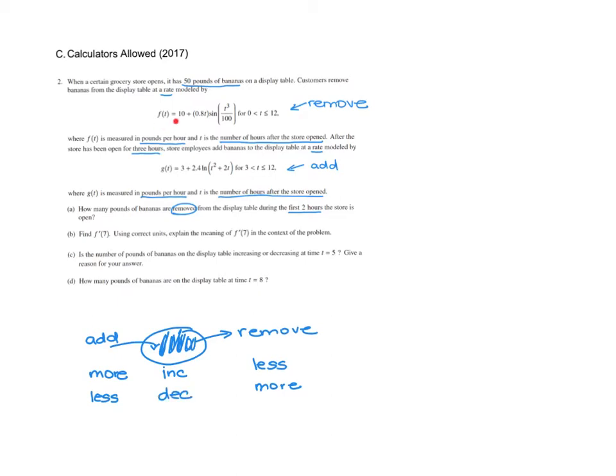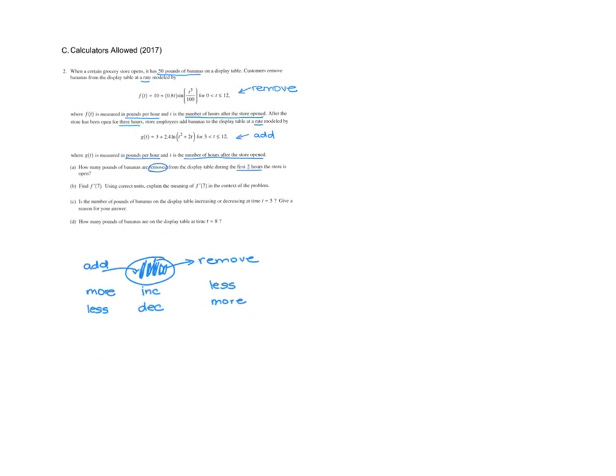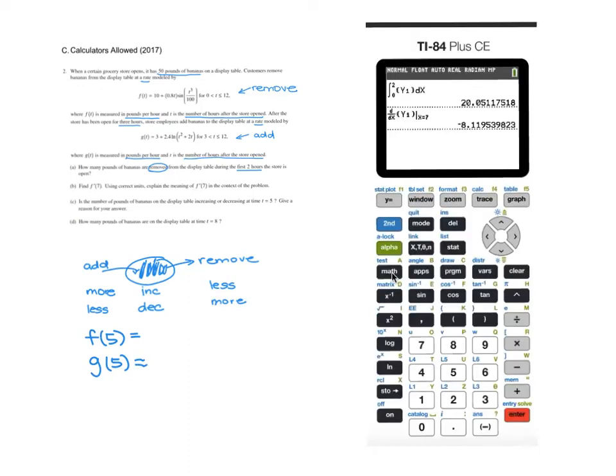So we need to compare f and g to see which one is faster at time 5. So we plug in 5 to both f and g to see which one is faster and which one is slower, and we're going to use our calculator to figure it out for us. So all we need to do is plug it in. So y1 of 5, and remember y sub 1 is f.